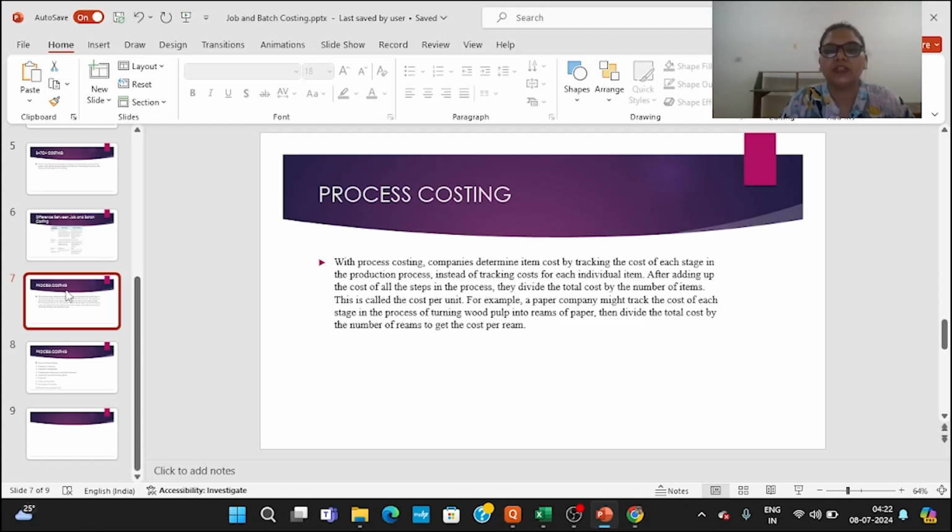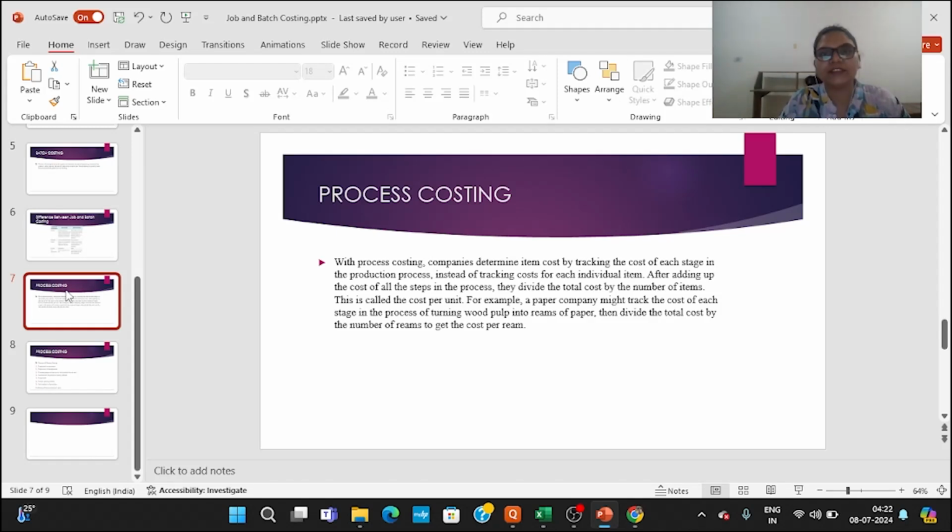For example, a paper company might track the cost of each stage in the process of turning wood pulp into reams of paper, then divide the total cost by the number of reams to get the cost per ream. So, what is process costing? Process costing is a method of costing applied to industries where material has to pass through many processes before being converted into a finished product.